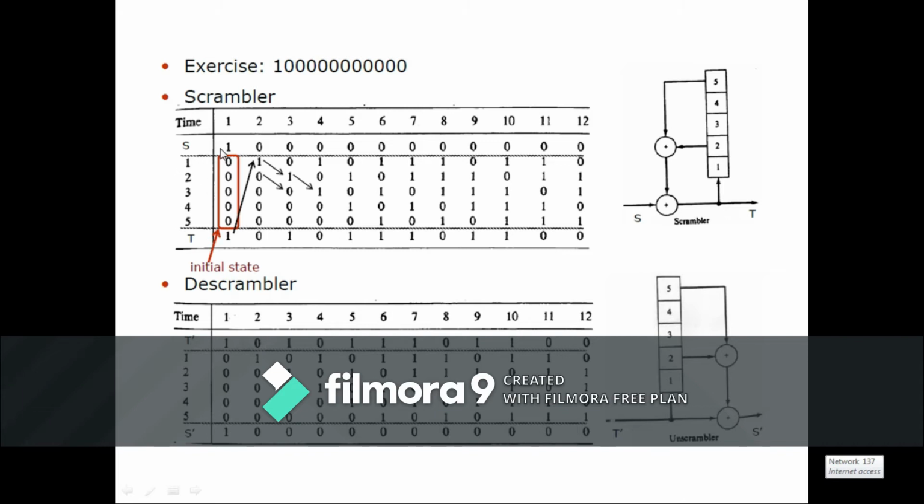Actually, your data is 1, 11 times 0. But after the scrambling, your data is 1, 0, 1, 0, 1, 1, 1, 0, 1, 1, 0, 0. Understand? That data is put on the channel and will be received by the receiver side. This data will come here: 1, 0, 1, 0, 1, 1, 1, 0, 1, 1, 0, 1.